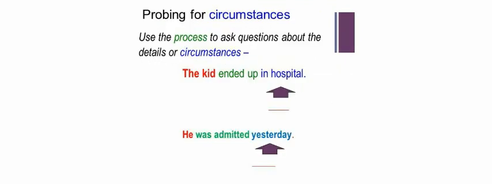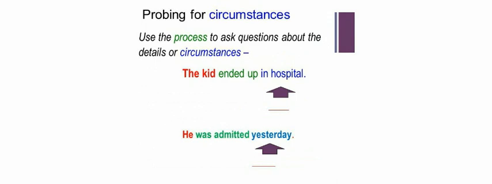If you want to find a circumstance in a clause, you've got to start with the process. We all know that. So find the process and then find the participant and then ask, is there any more information? Let's have a look at this. The kid ended up in hospital. What's happening? The process, ended up. Who ended up? The kid. Where did the kid end up? Where? That probe question is part of the circumstance probe questions. And in hospital is the answer.